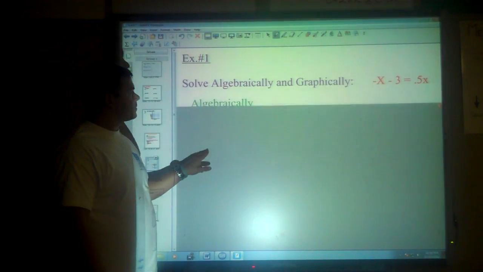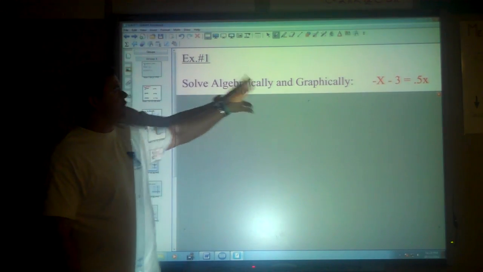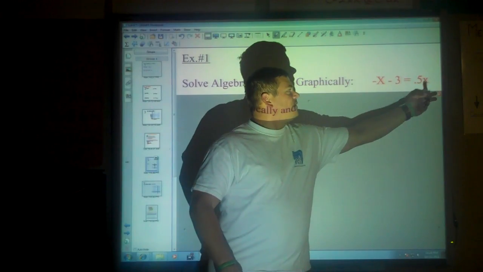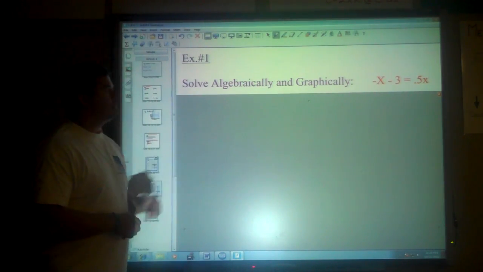So let's try that out. First we're going to solve this algebraically. We're going to actually play the shuffling game. This says negative x minus 3 equals 0.5x. We're going to get an answer by playing the shuffling game.